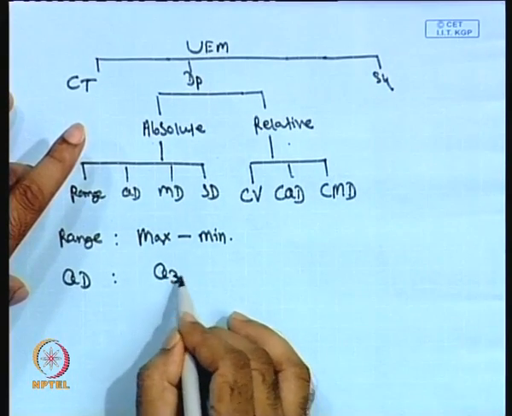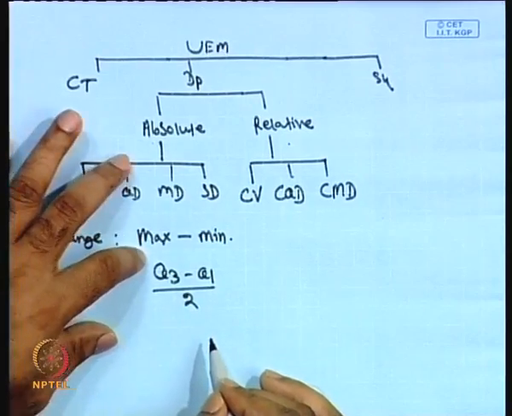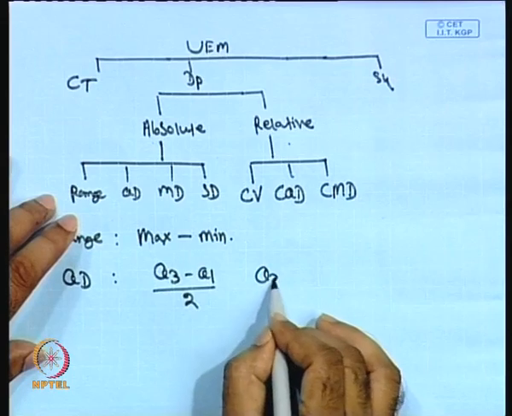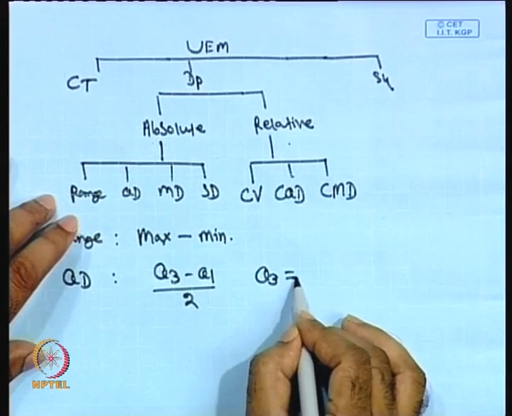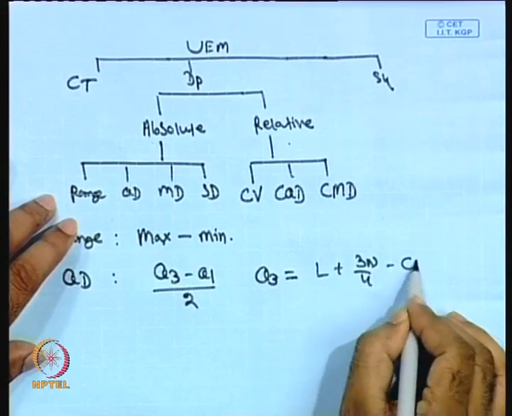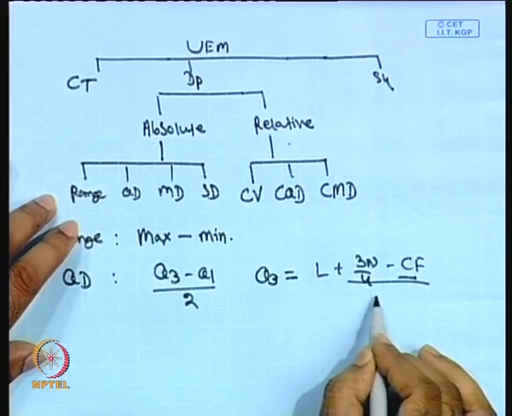So it will be a better indication for further econometric modeling. Similarly, come down to quartile deviation. Quartile deviation is nothing but the difference Q3 minus Q1, divided by 2. So, third quartile minus first quartile divided by 2. What is the third quartile? We get it by L plus (3n/4 minus CF) by f into i.